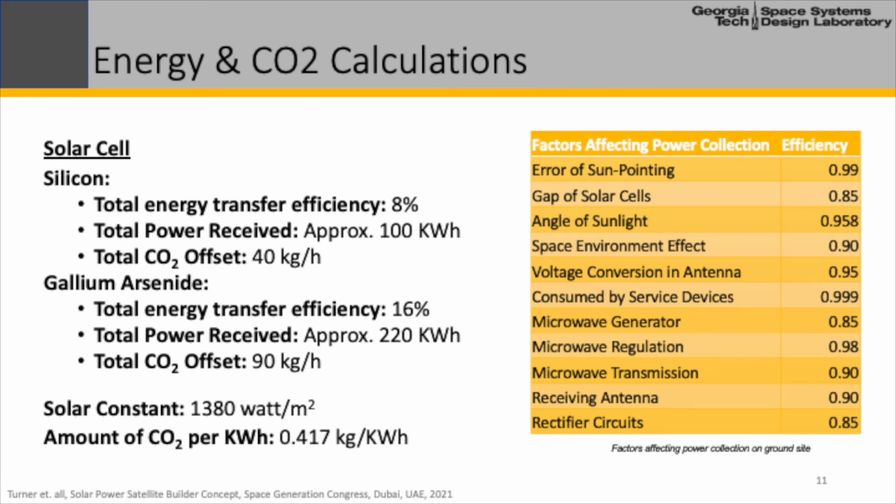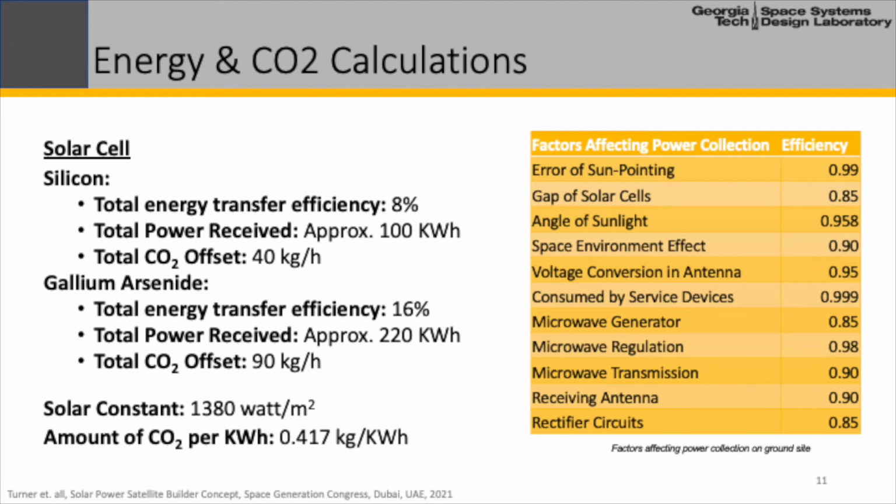Now that we have an idea of the total CO2 footprint and cost associated with building our proposed solar power satellite, we can now discuss how to calculate the total energy our one solar power satellite will generate and how much CO2 it will offset. Using the solar constant, which is the amount of energy that can be received at the Earth's atmosphere on a surface oriented normal to the sun's rays, and the total energy transfer efficiencies outlined in the table to the right, the total power received on a ground location is about 100 kilowatts per hour using silicon solar cells, or 221 kilowatts per hour using gallium arsenide solar cells.